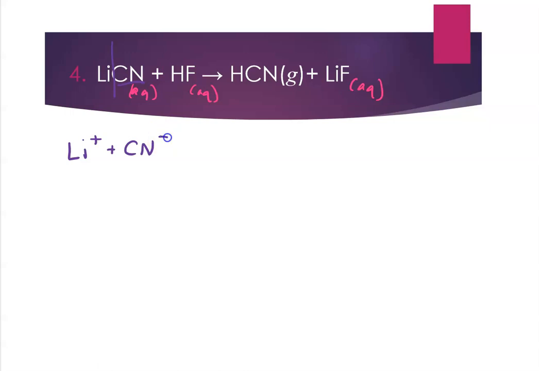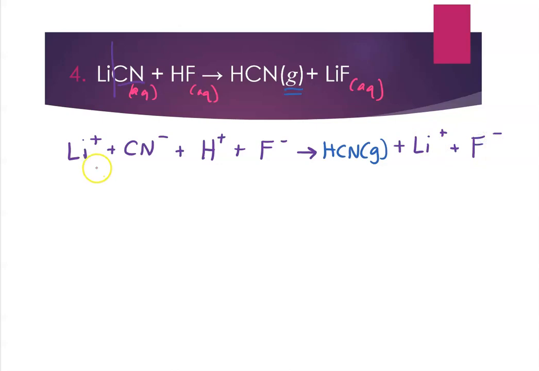If I look at the back of my periodic table, I see that it's cyanide and it has a -1 charge. HF is aqueous, so H is in group 1, so it's 1+. F is in group 17, so it's 1-. And then HCN is a gas, so gases have to stay together. And then LiF is aqueous, so Li+ and F-.